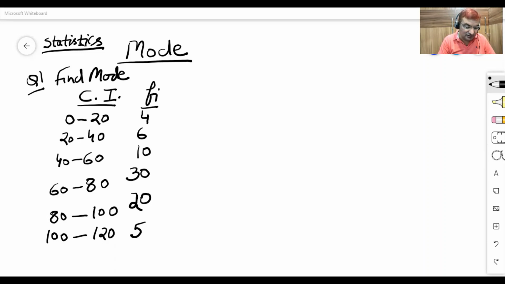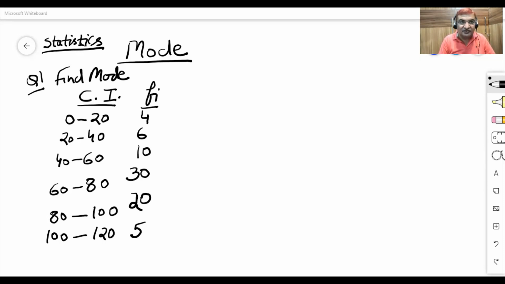And out of that, after the analysis, what we found is that there were 4 students who got marks between 0 to 20. There were 6 students whose marks were 20 to 40, and then there were 10 students whose marks were between 40 and 60. Similarly, this was the table made. Now in the question we are asked to calculate the mode. Using this table, we are going to calculate mode. So students, let us learn to calculate mode.